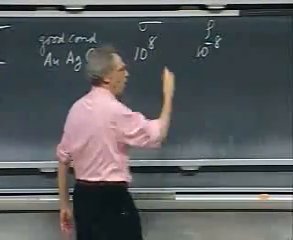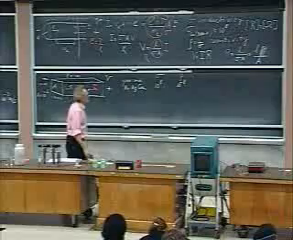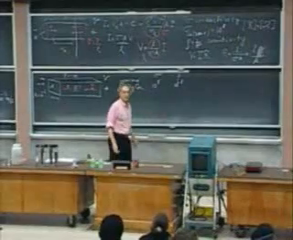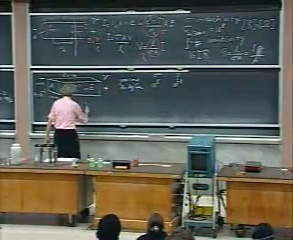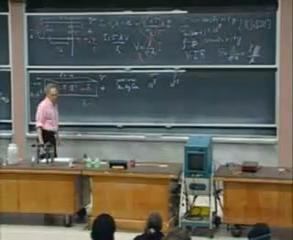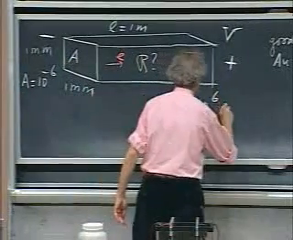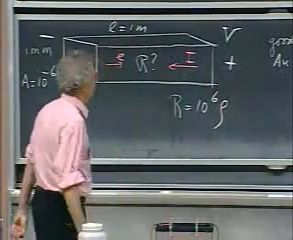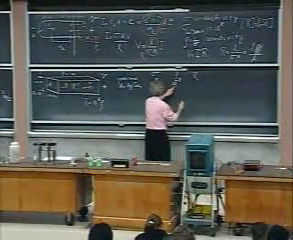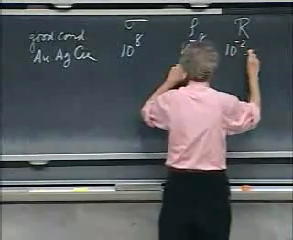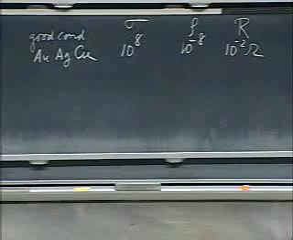It's 1 over sigma. And so in this particular case, since A is 10 to the minus 6, the resistance R is simply 10 to the 6 times rho, because L is 1 meter. So it's very easy. The resistance here, R, is 10 to the minus 2 ohms, 1/100th of an ohm, for this material, if it were copper.